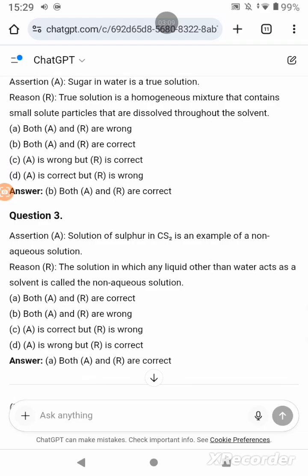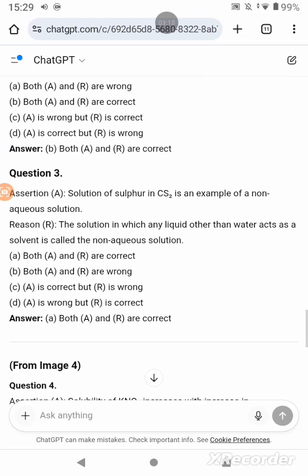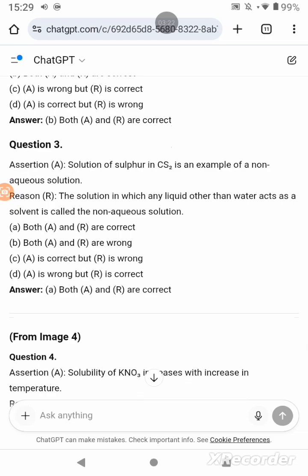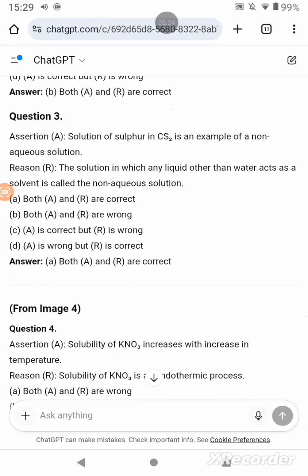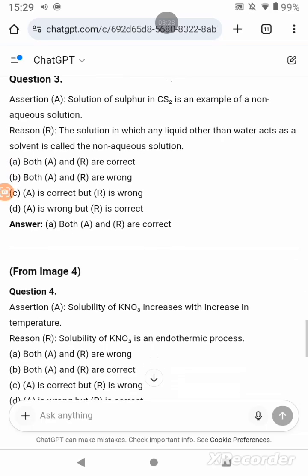Question 2. Assertion A: Sugar in water is a true solution. Reason R: True solution is a homogeneous mixture that contains small solute particles that are dissolved throughout the solvent. A. Both A and R are wrong. B. Both A and R are correct. C. A is wrong but R is correct. D. A is correct but R is wrong. Answer B. Both A and R are correct.